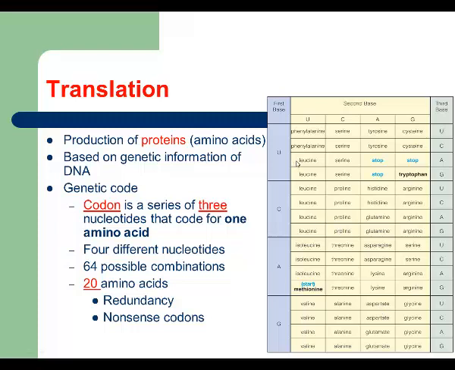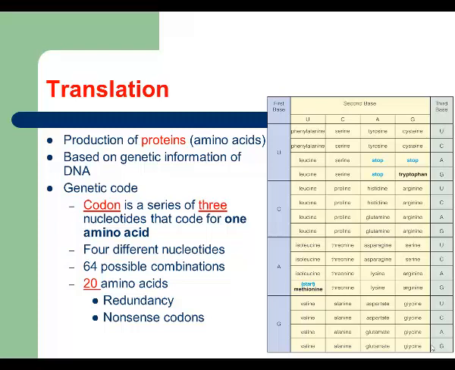For example, let's look at this amino acid leucine. There are 1, 2, 3, 4, 5, 6 codons, 6 different codons that encode just one amino acid, leucine. This is what we call redundancy. Redundancy means we have more than one codon for each amino acid.